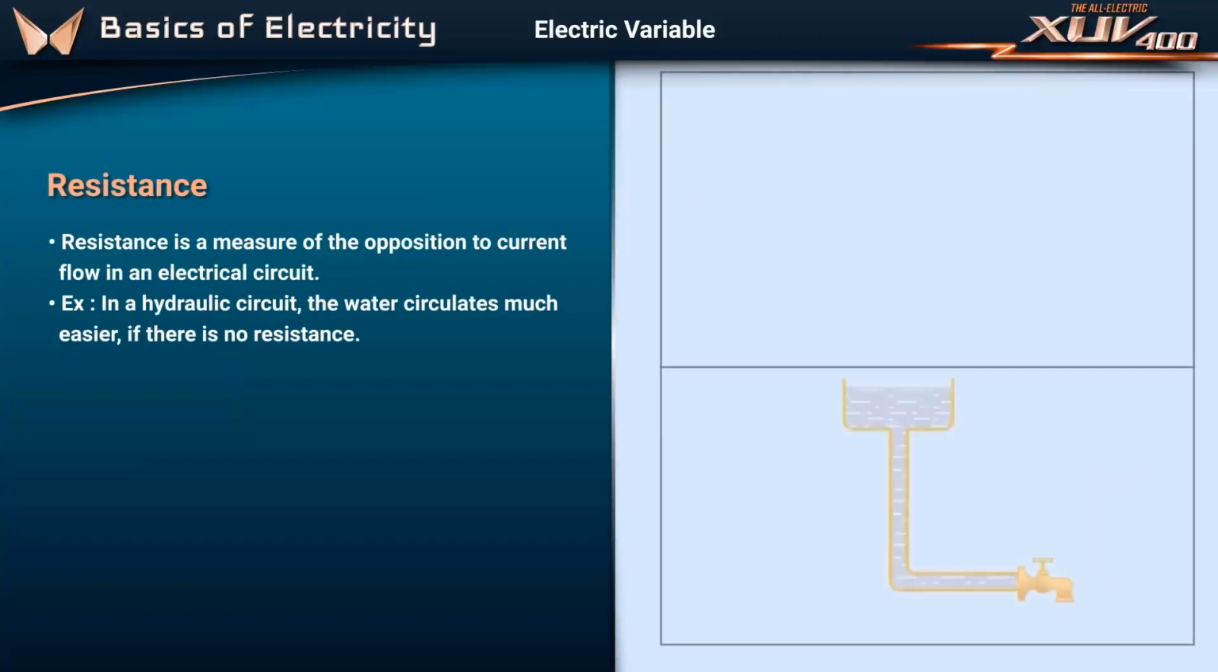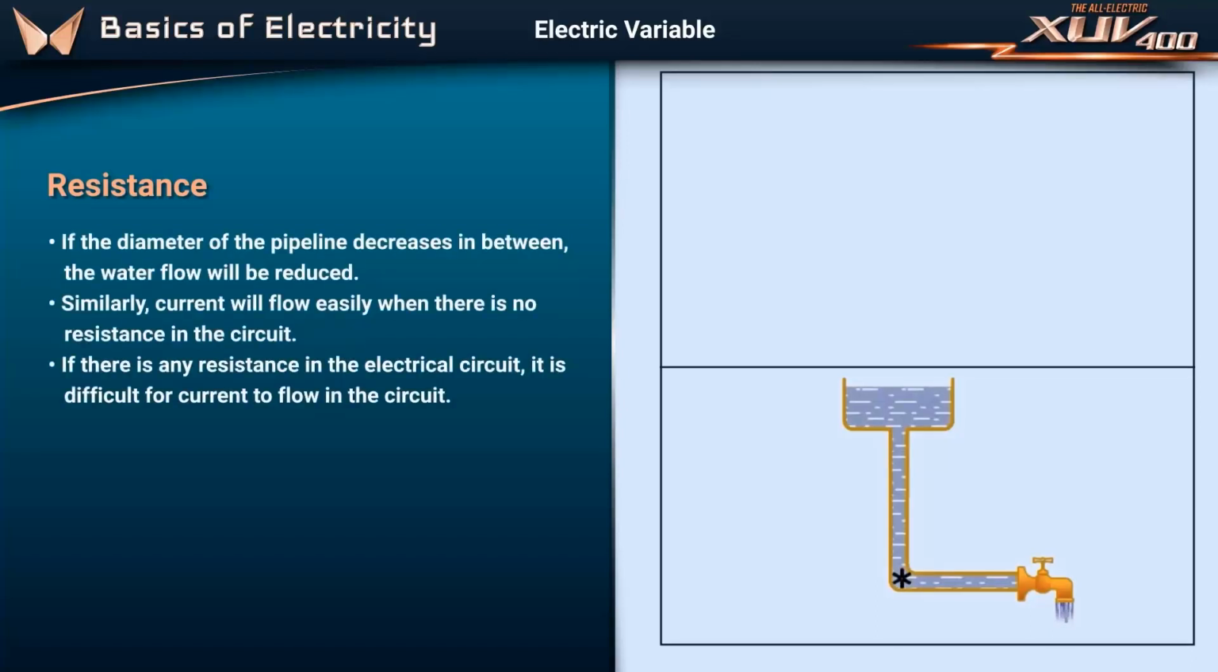Resistance. Resistance is a measure of the opposition to current flow in an electrical circuit. For example, in a hydraulic circuit, the water circulates much more easily if there is no resistance. If the diameter of the pipeline decreases in between, the water flow will be reduced. Similarly, current will flow easily when there is no resistance in the circuit. If there is any resistance in the electrical circuit, it is difficult for current to flow in the circuit.